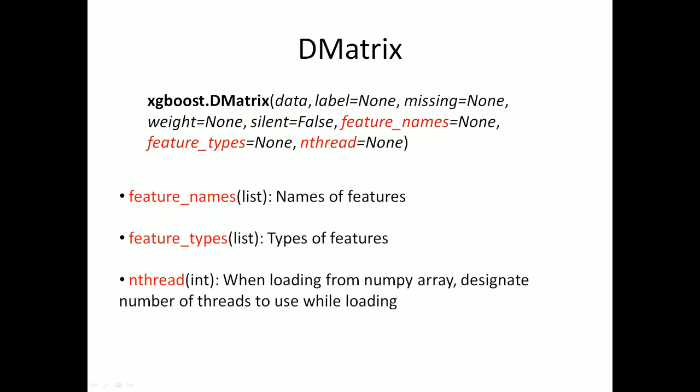Feature names and feature types both take in lists of parameters and are used to organize the DMatrix. Setting these is important for readability and understanding the object, but it has no effect on the actual performance of the model. Finally, nthread determines the number of threads used, but only if the data is in the form of a NumPy array.